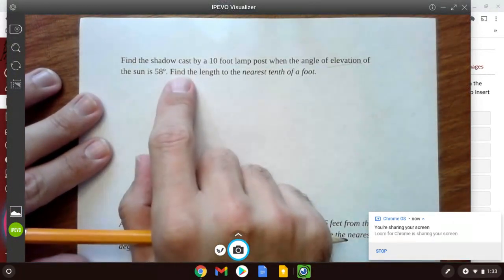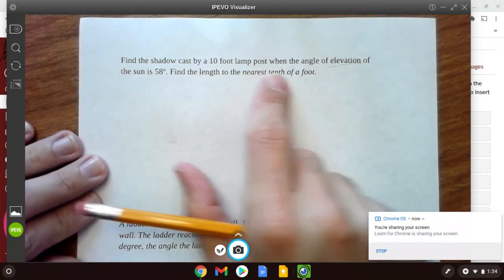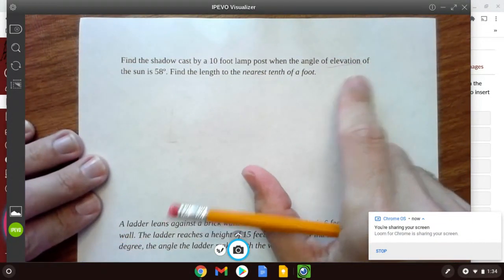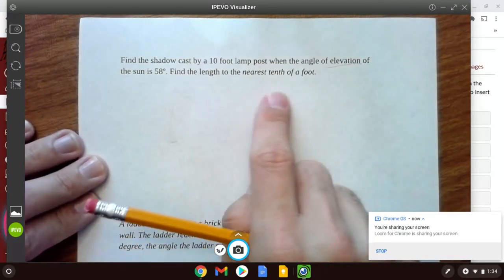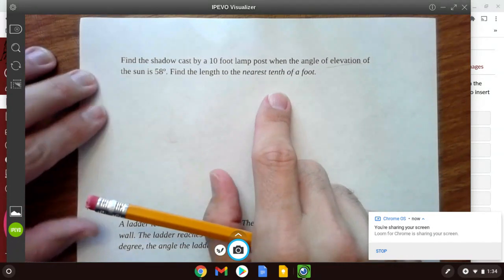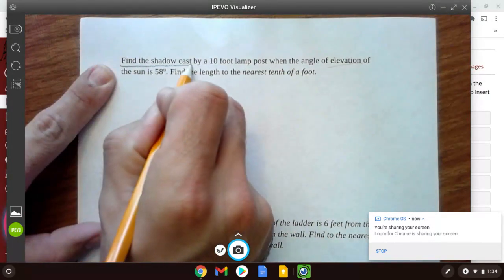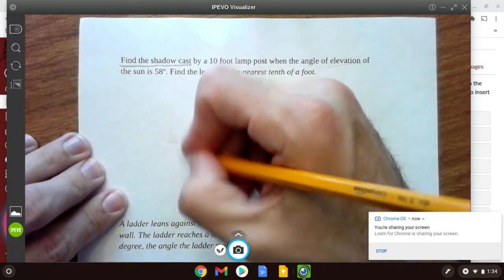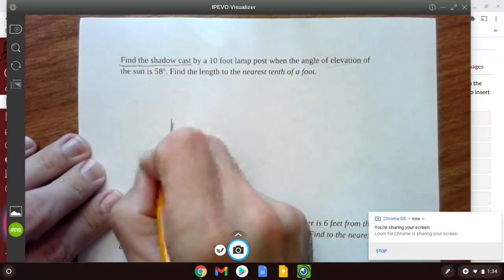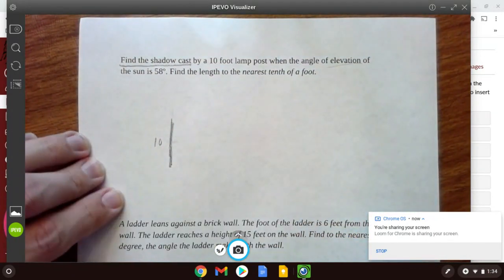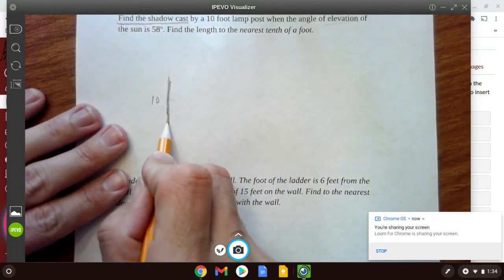All right, so find the shadow cast by a 10-foot tall lamppost when the angle of elevation of the sun is 58 degrees. Find this length to the nearest tenth of a foot. So we're finding the length of the shadow. We've got a lamppost here. Keep it simple there. We'll call that 10 foot tall. And we're trying to find the shadow that's cast.